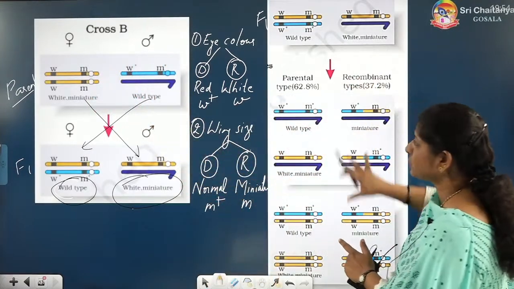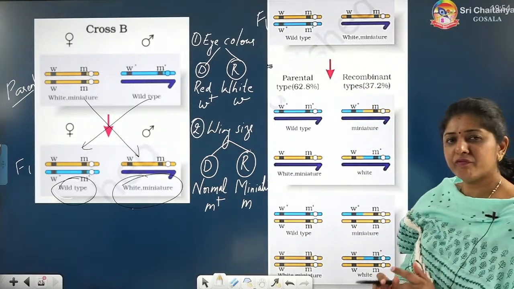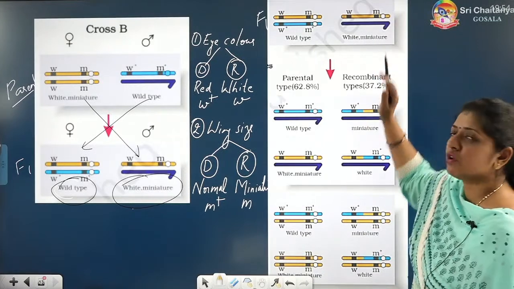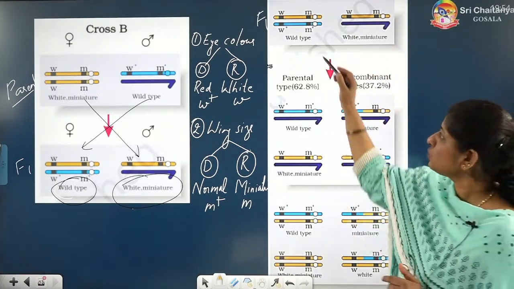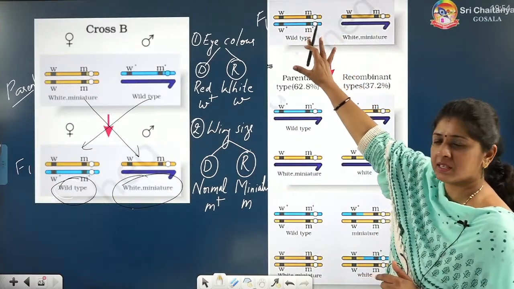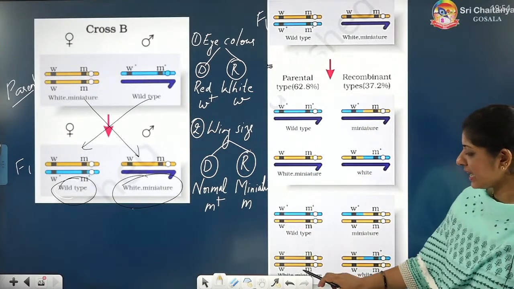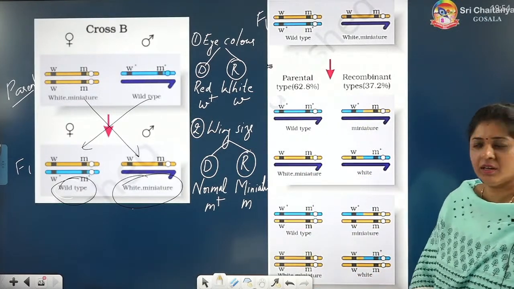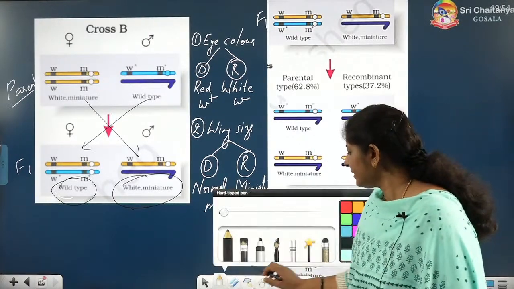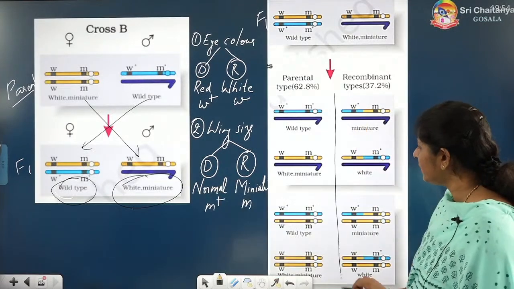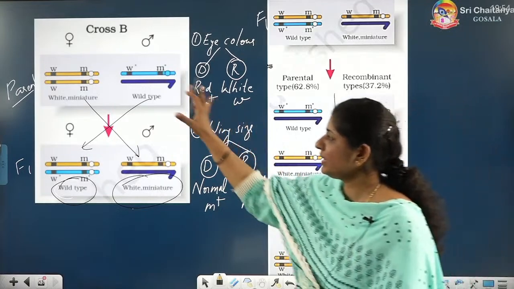Now focus only on this point please, everyone. If I am taking this as wild type for the F1 female, what will it be for the male? It will be white and miniature. If there is no crossing over between XX, you will get F2 like this. Females, wild type, white and miniature. Males, wild type, white and miniature. Can I say there is no change in their phenotypes? No change. It will be the same as the parental types.